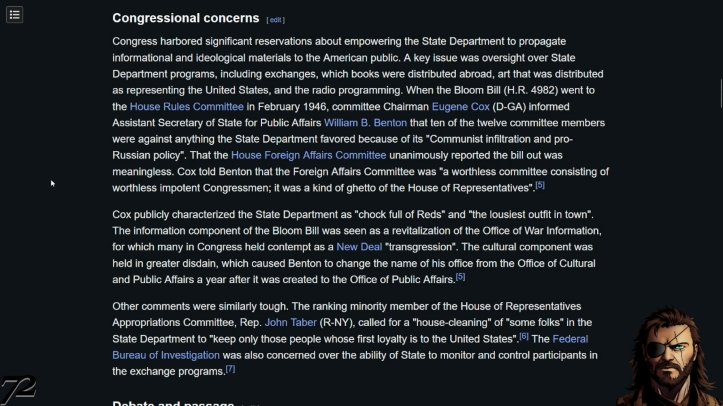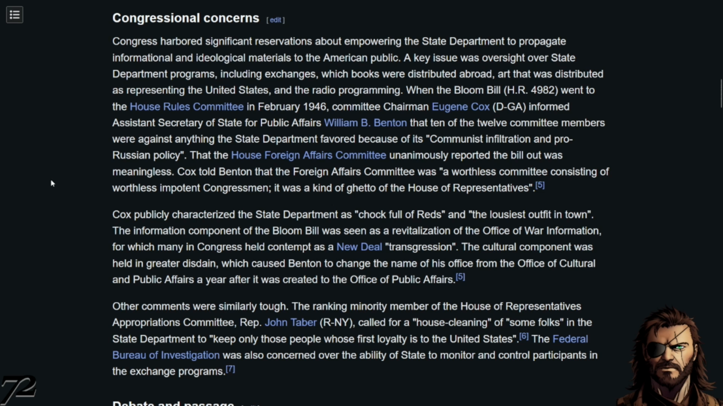The information component of the Bloom Bill was seen as a revitalization of the Office of War Information, for which many in Congress held contempt as a New Deal transgression. The cultural component was held in greater disdain, which caused Benton to change the name of his office from the Office of Cultural and Public Affairs. A year later, it was changed to the Office of Public Affairs. Other comments were similarly tough.